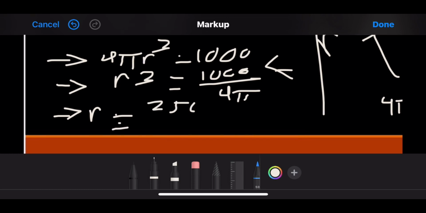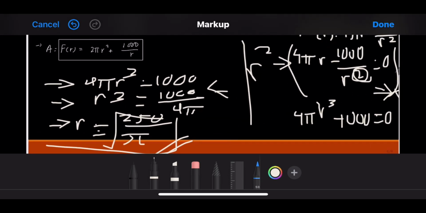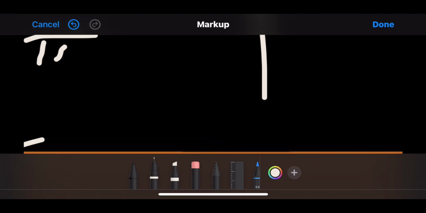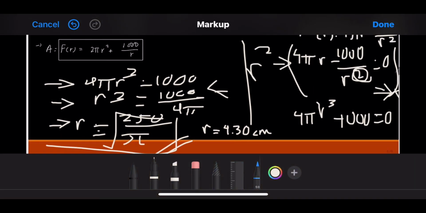R is equal to the cube root of 250 over pi. And that'll be the answer. Now we have the answer. Just to specify, sorry, it'll be something like 4.30 centimeters.